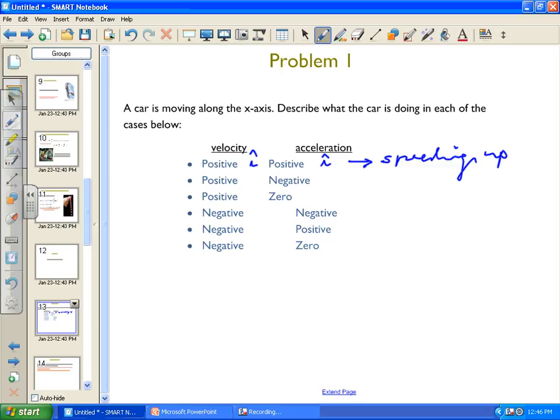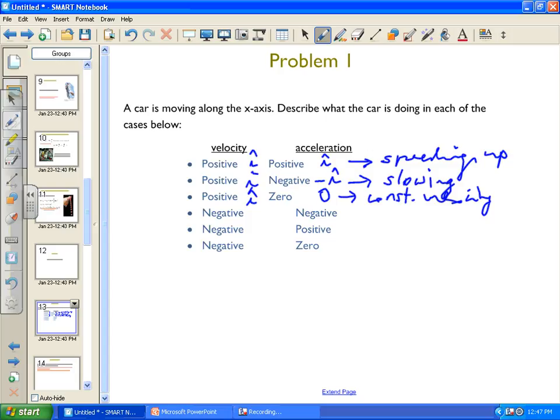In the next case, the car is moving in the positive i-hat direction, but because the acceleration is in the negative i-hat direction, the car must be slowing down. In other words, the car is still moving in the positive i-hat direction, but its velocity is being reduced every second since the acceleration is in the opposite direction. In the third case, the velocity is in the positive i-hat direction, but the acceleration is 0, so the car must be driving at constant velocity.